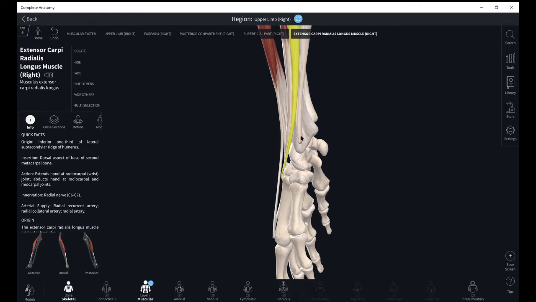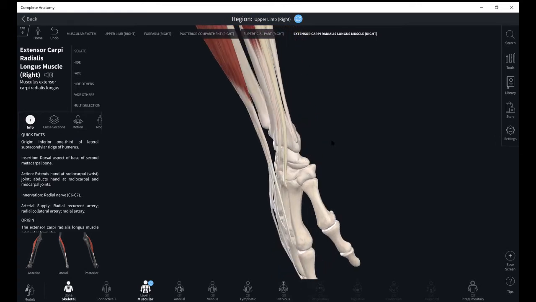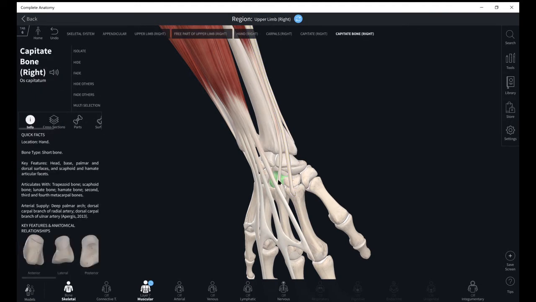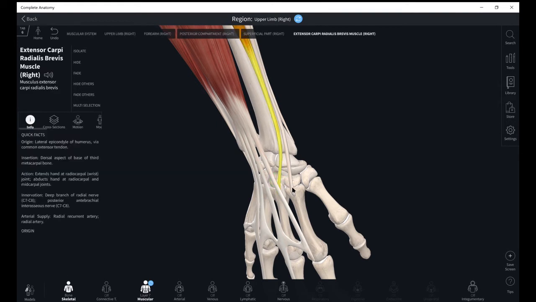So we get closer in. Here we have brachioradialis, its insertion, and then come further. We see ECRL, the longest, attaches to the base of the second metacarpal bone. When we get to ECRL brevis, we'll see that it attaches right here into the third.